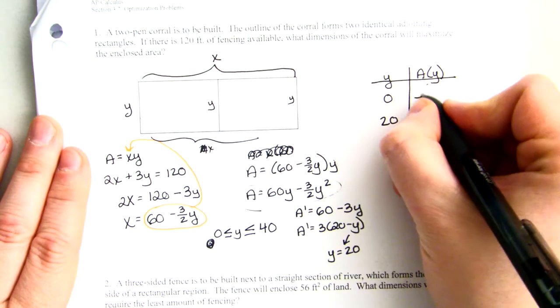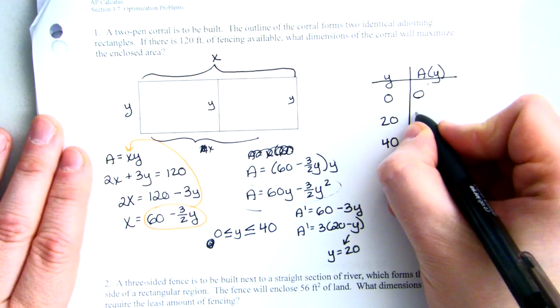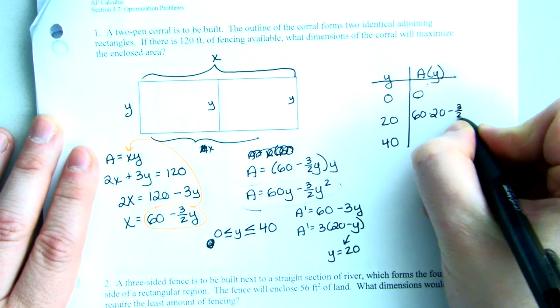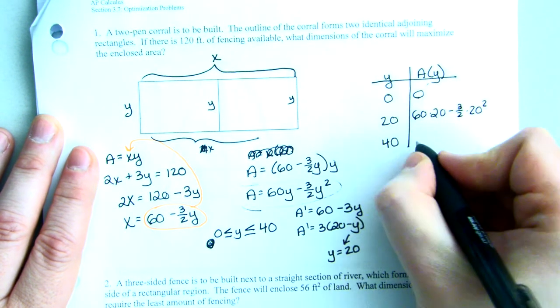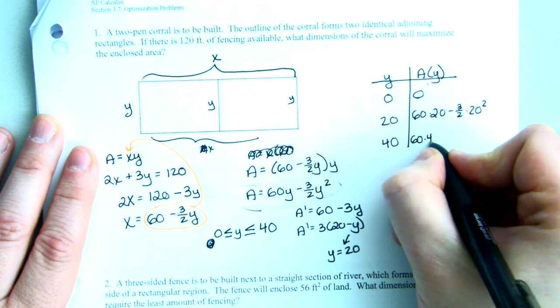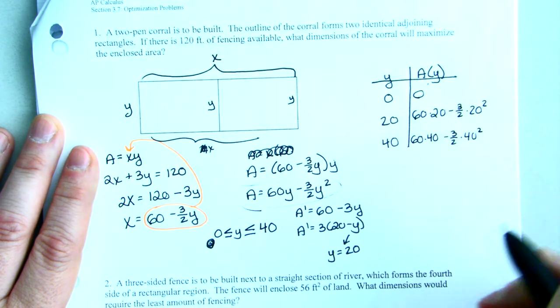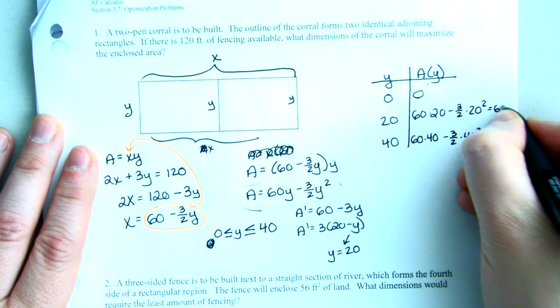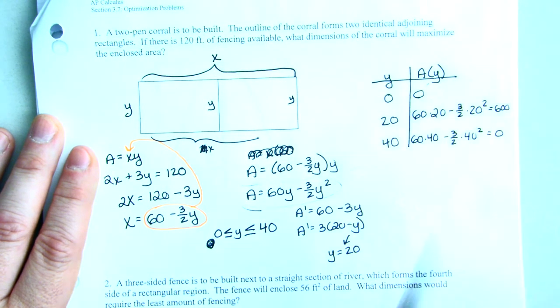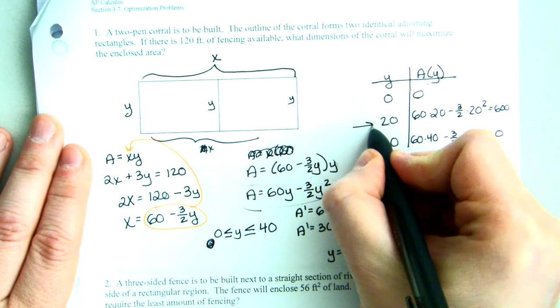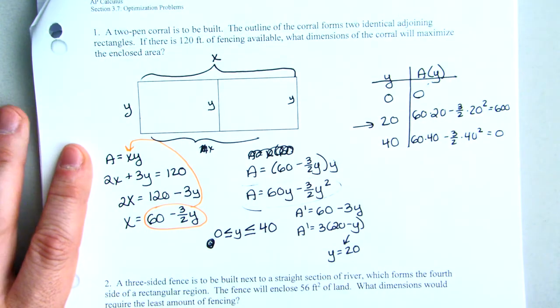I know if I plug in 0, I get 0. Over here, I'm going to get 60 times 20 minus 3 halves times 20 squared. Here I'm going to do 60 times 40 minus 3 halves times 40 squared. This one will give me 600. This will give me 0. I know it should have been 0. I was looking for a maximum, so I think I've got a max there.